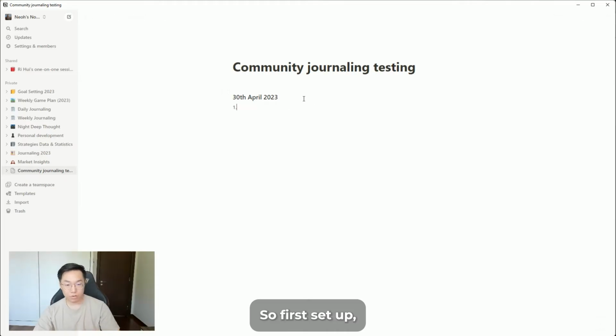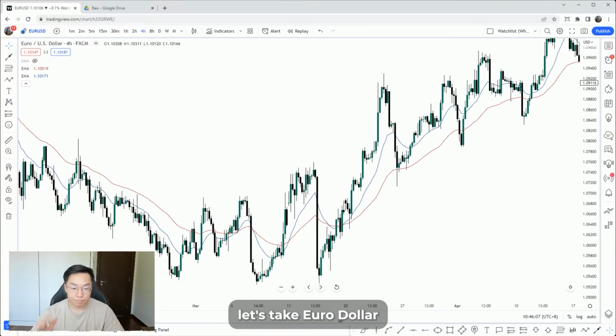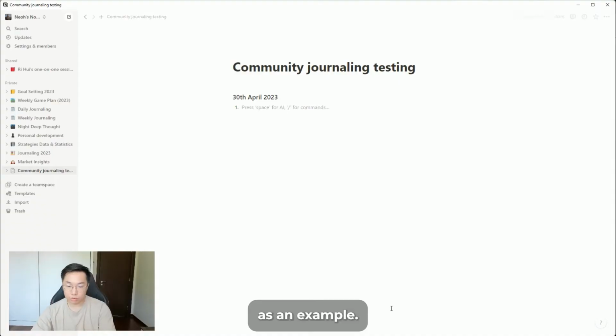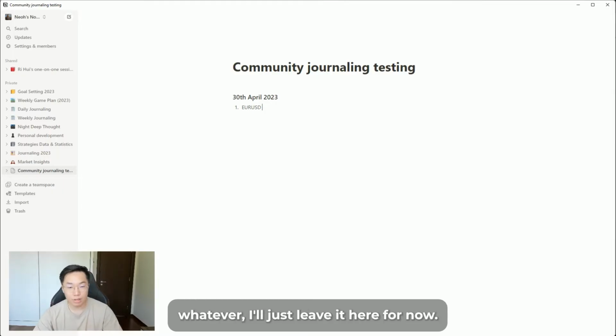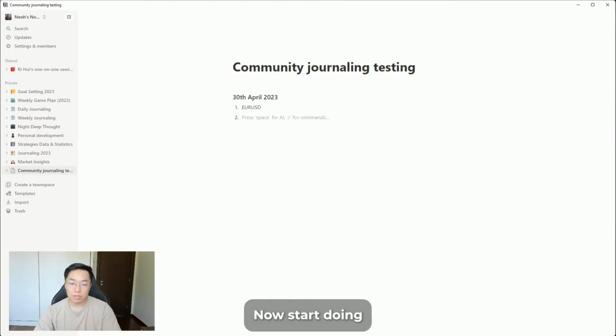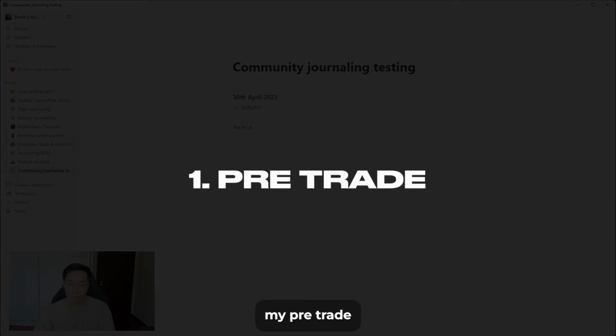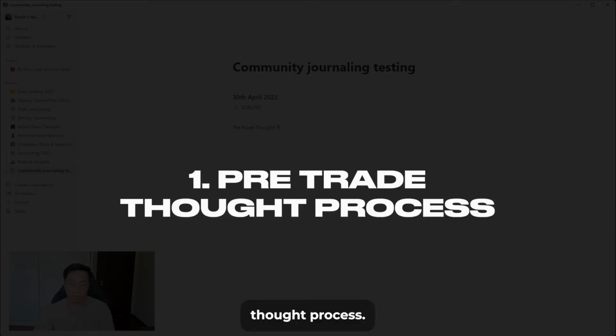So first setup, let's take euro dollar as an example. Here, euro dollar. Usually I'll put a bracket and write whether it's a positive 5-hour trade or negative, whatever. I'll just leave it here for now. Now I'll start doing my pre-trade thought process.